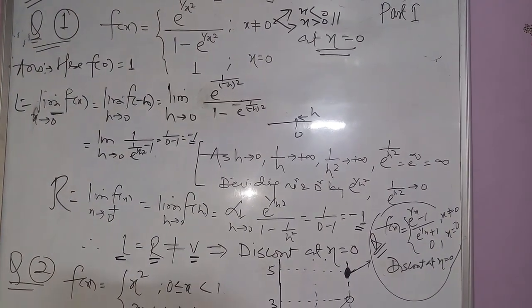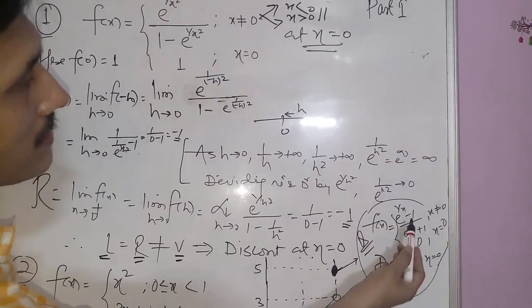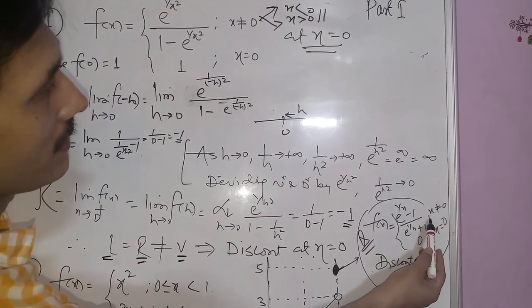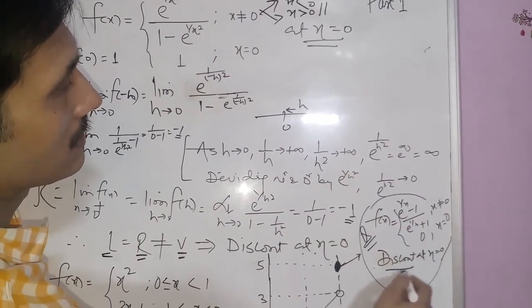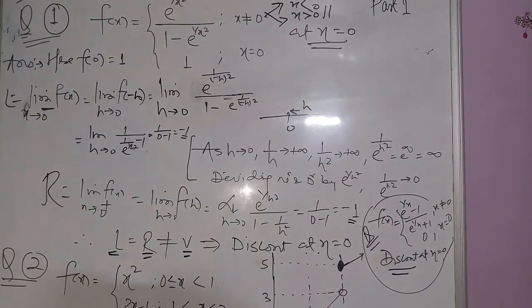I have given a similar question in the assignment: f(x) equal to e to the power 1 by x minus 1 upon e to the power 1 by x plus 1 when x is not equal to 0, and 0 when x equals 0. This question will also be done in the same way.